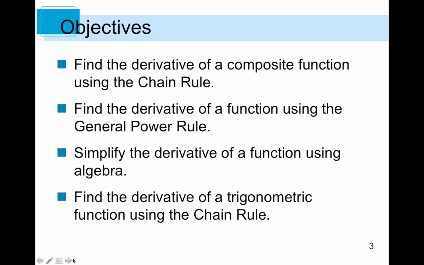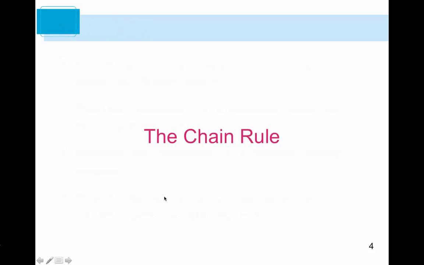Okay, so the objectives of this lecture. First, we're going to find the derivative of a composite function using the chain rule. Of course, I have to explain the chain rule first. And then take the derivative of a function using the general power rule, which is a very straightforward and great application of the chain rule. And then we're going to simplify derivatives using algebra. I'm going to step through that quickly in this presentation, and in the next presentation we'll actually do some examples and take more time for those. And then we will find the derivative of trigonometric functions using the chain rule.